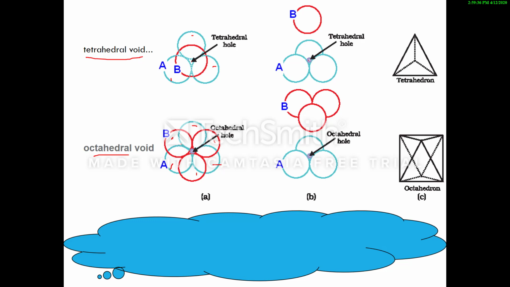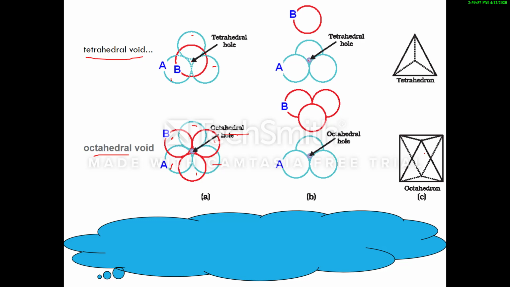So we can say this is touched by these six spheres. If we join the center of these six spheres, then we will get the octahedral structure. That's why this is known as octahedral void.